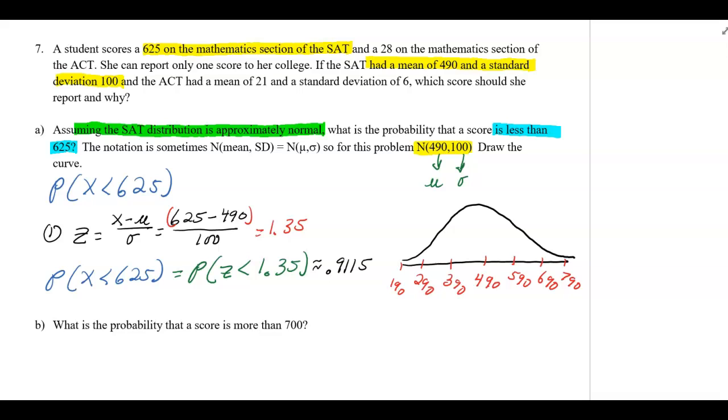So what's the probability that someone scores less than 625? I'm just going to estimate where 625 is. I'll suppose it's that blue line. What I am trying to find is this blue shaded area, and that blue shaded area is 0.9115, or the proportion or percent of people that scored less than 625.